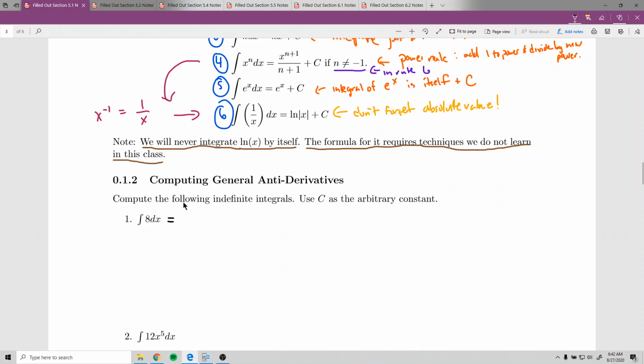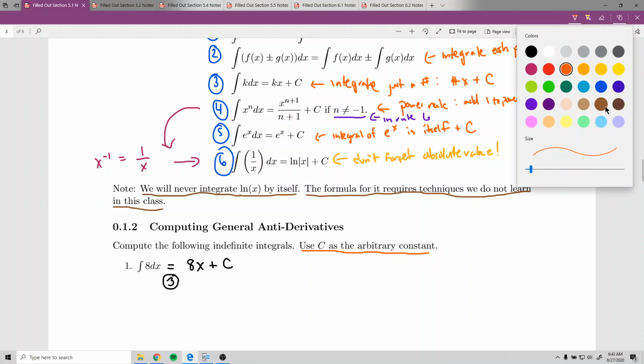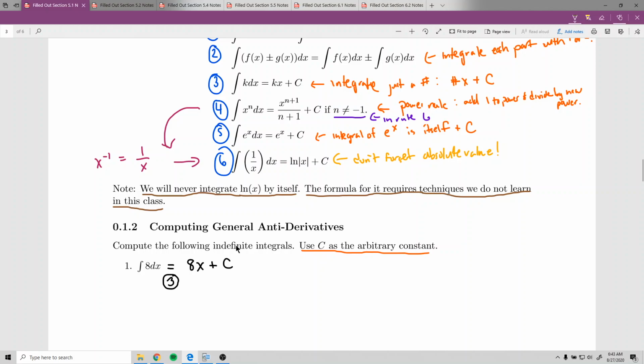Now, if we want to integrate just a number, this is the rule 3 from above. So I'm actually going to go ahead and just write a number down for which rule we used in these steps of these problems. And for rule 3 here, it says if you integrate just a number, you get that number times your variable, which is x, plus c. But it does tell you use c as the arbitrary constant. If it said use k, if it said use f, if it said use some weird letter, you would have to use that. But most often it's just c because that's the easiest thing to use.